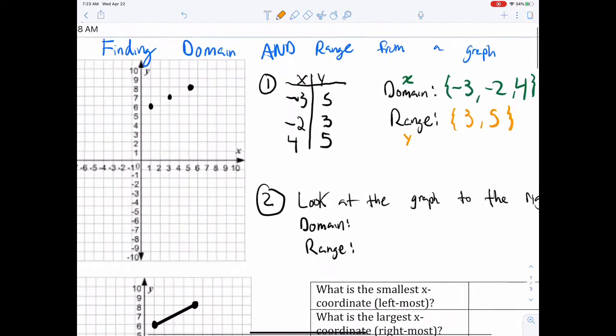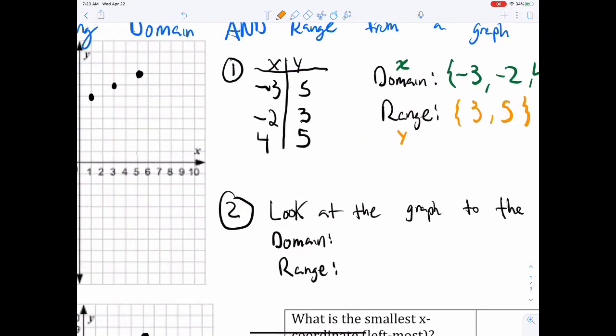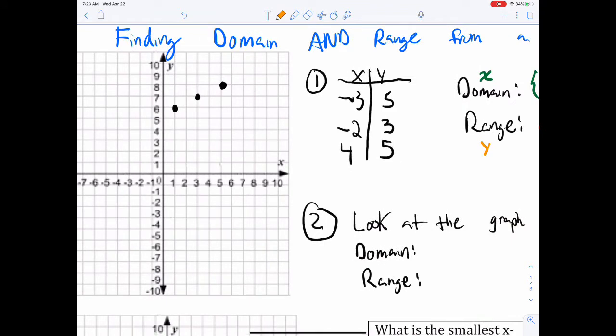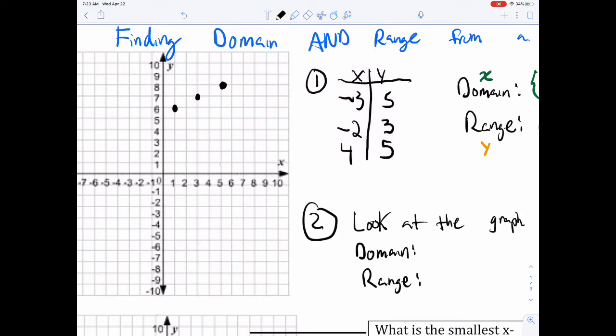And remember that we also write numbers from smallest to largest when we write domain and range. Alright, now we got the graph part. We've kind of actually already done this though. It says look at the graph to the right for number 2. Domain and range. Well, how are we going to find the domain and range of this graph? Well, it might be helpful if we knew what the points were. So this point right here is 1, 6. This is 3, 7. And then this is 6, 8.